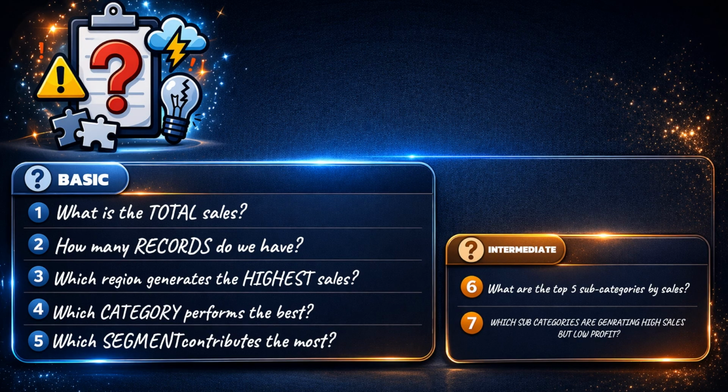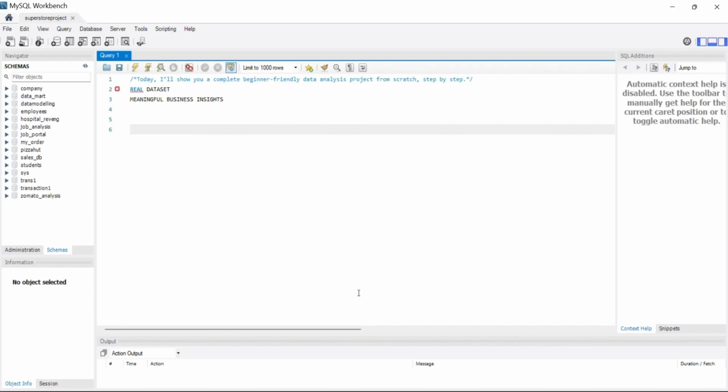So the questions we're gonna solve here are: what is the total sales, how many orders do we have, which region creates the highest sales, which category performs best, which segment contributes the most. Next, some intermediate questions: what are the top 5 subcategories by sales, which subcategories are generating high sales but low profit. The data set is given in the description, you can download it from there and practice these queries. So the first step is to load the data.